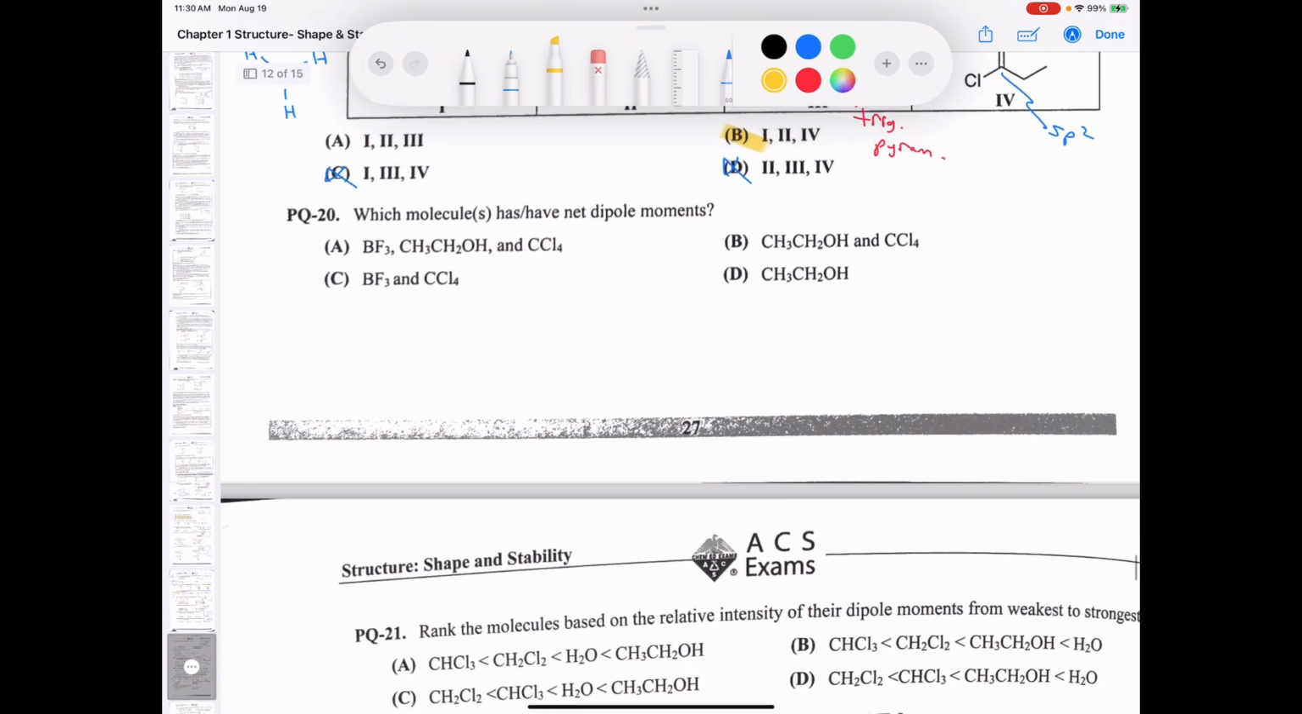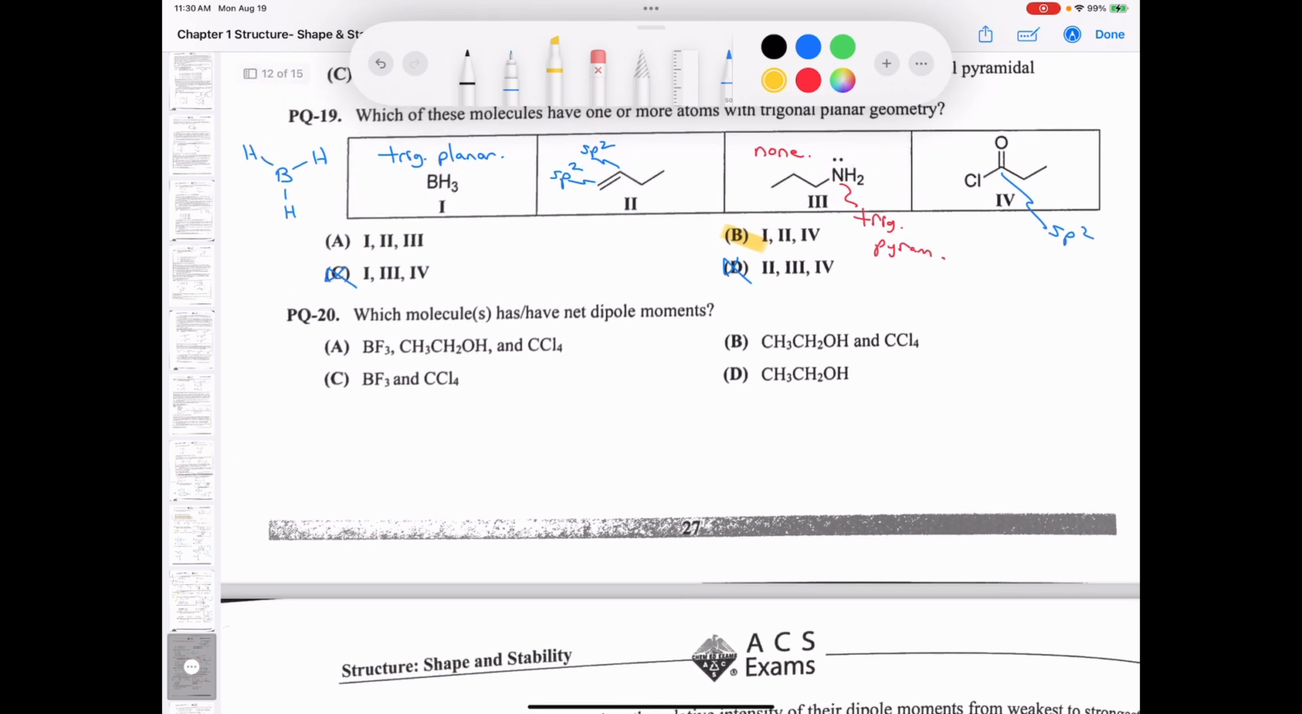Number 20 is another question that we could spend quite a bit of time on. It just says, which molecules have net dipole moments? Well, the first, you've got BF3, so you've got boron trifluoride, you've got ethanol, and carbon tetrachloride. Well, just quickly sketching boron trifluoride. Remember I told you that boron is trivalent. Fluorine is the most electronegative element in the periodic table. There's no debating that.